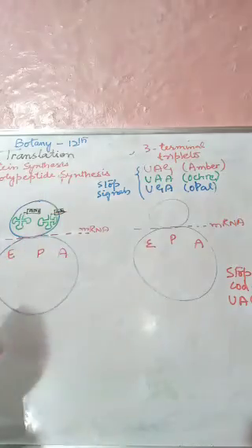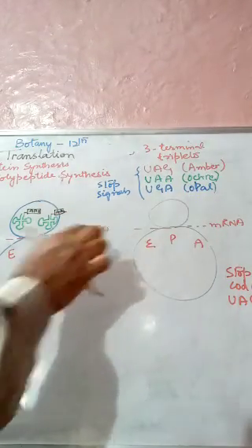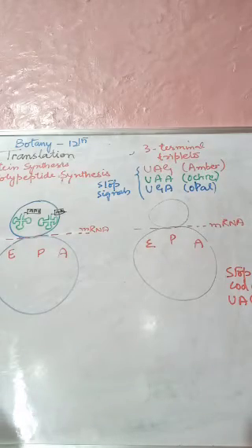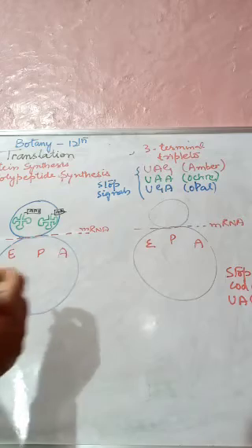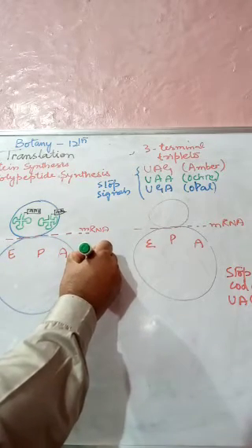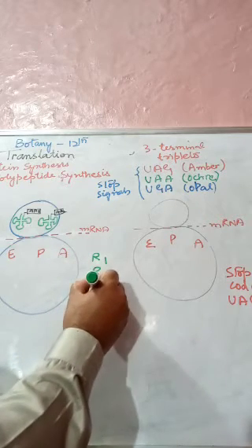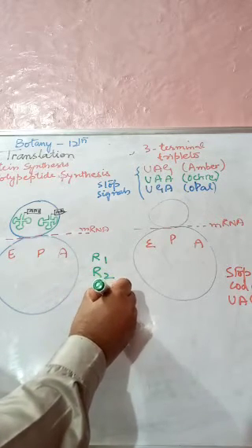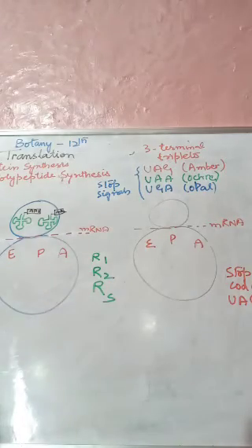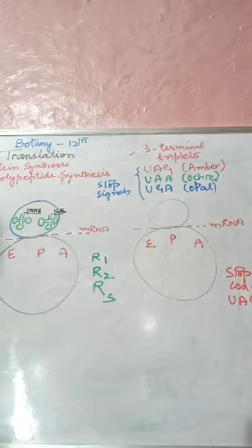Termination also requires the activities of three releasing factors. These three releasing factors, or termination factors, are called R1, R2, and RS.